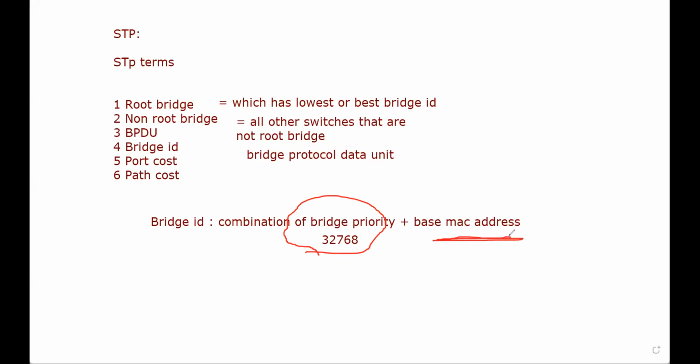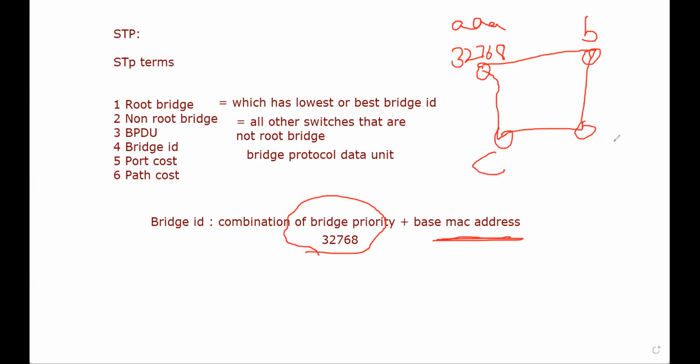For example, I have 4 switches, 1, 2, 3, 4, all connected with each other. Every switch has 32768 priority. Everything has the same priority, but the MAC address is unique. This is MAC address A, this is MAC address B, this is C and D. So the bridge ID is the combination of bridge priority and base MAC address.